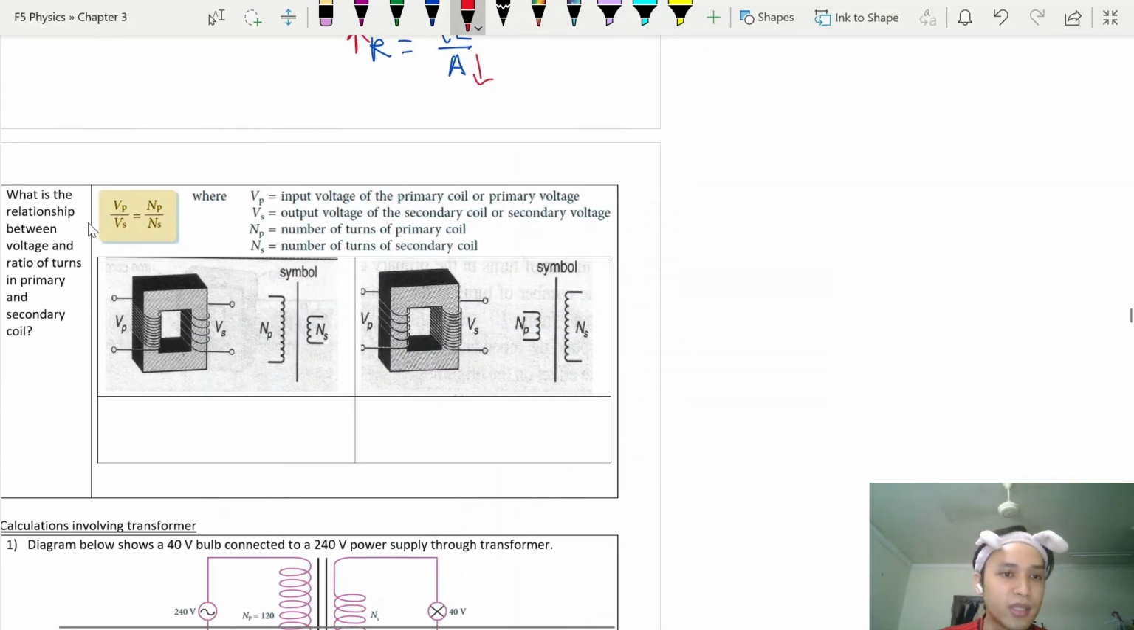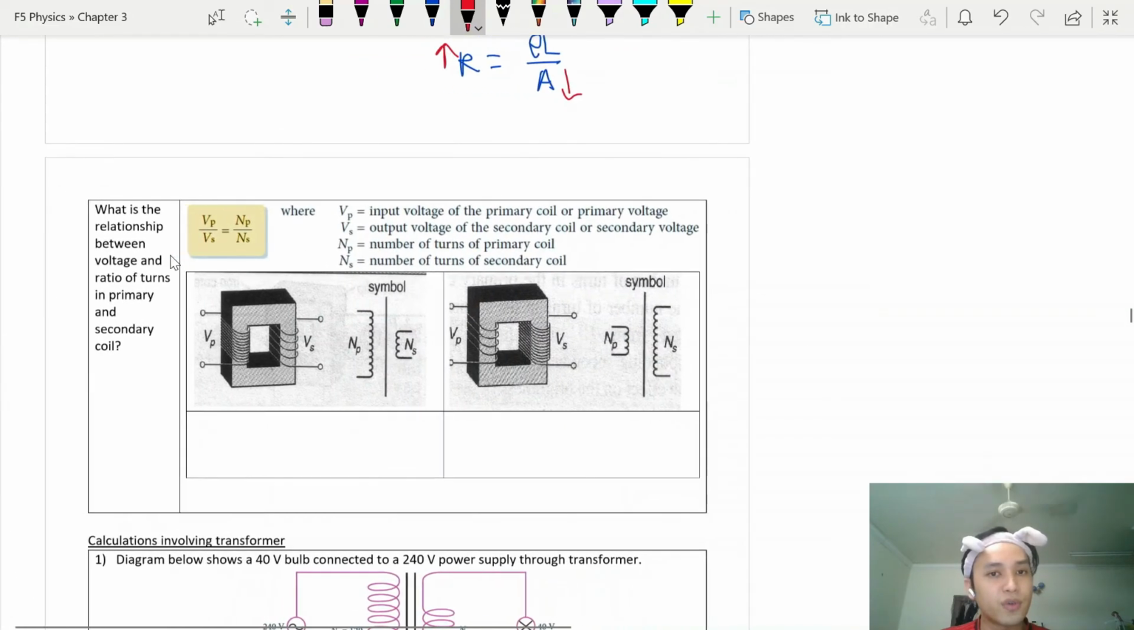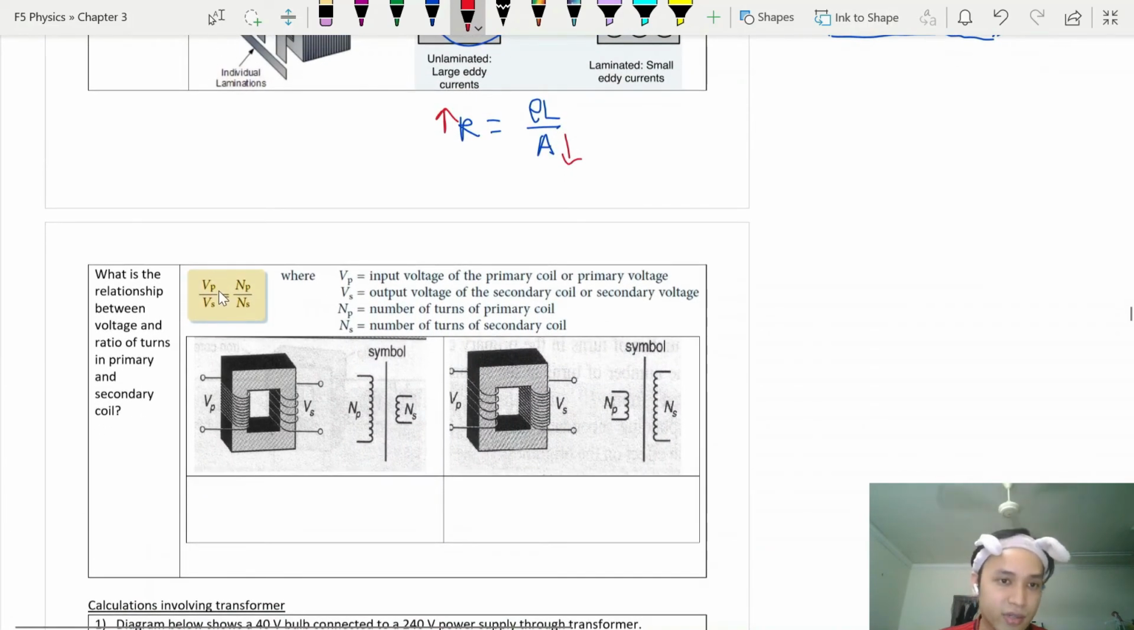So the formula here for your transformer, VP over VS, primary voltage over your secondary voltage. This formula is actually for you to know the relationship between the number of turns and also the voltage. In other words, if let's say the ratio between the primary and the secondary voltage is like 3 times, meaning that the ratio between your primary voltage and your secondary voltage is also 3 times.